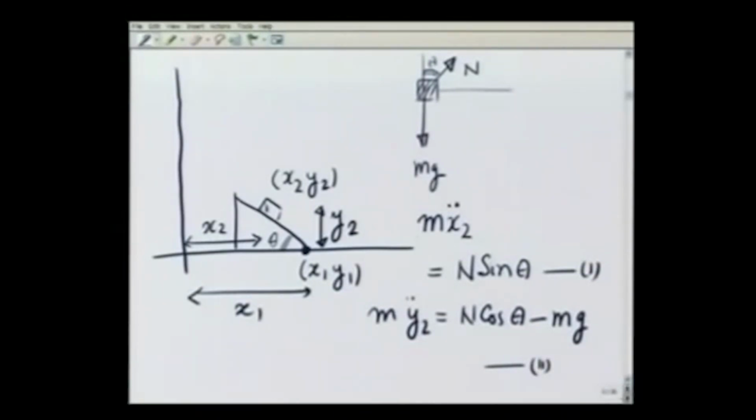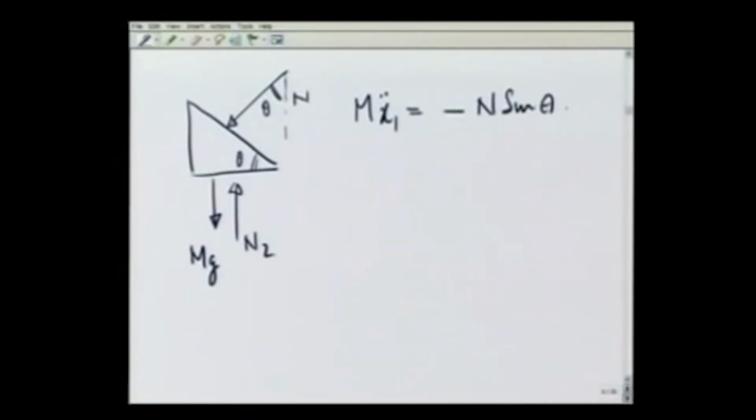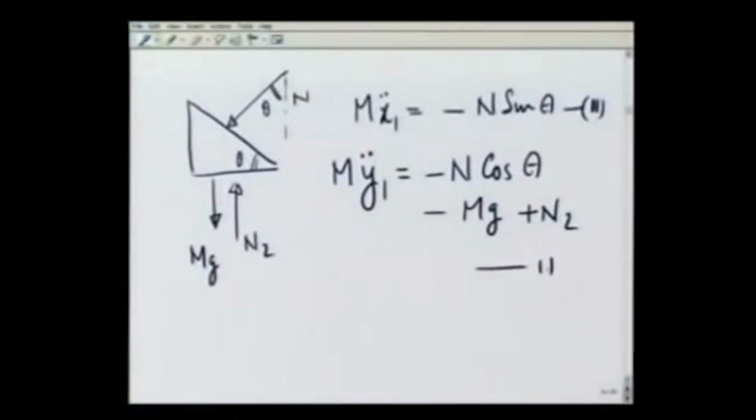Third and fourth equations are going to be for the wedge. For the wedge, the forces are N1 in this direction, with this angle being theta, capital Mg in this direction, and N2 in this direction. So the equations are going to be M x1 double dot is equal to minus N sine of theta, equation number 3, and M y1 double dot is going to be equal to minus N cosine of theta minus Mg plus N2, equation number 4.